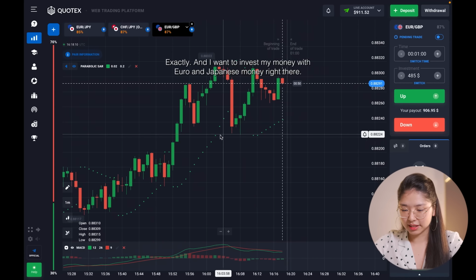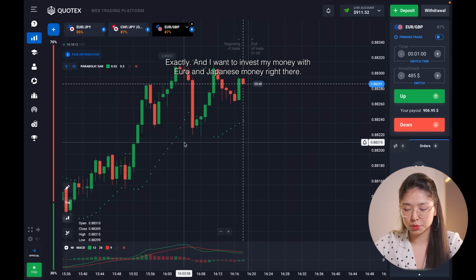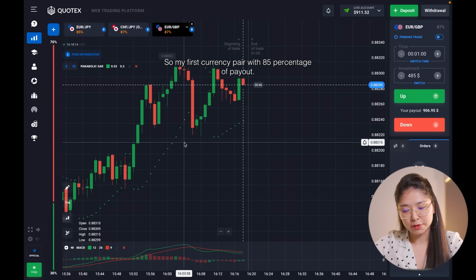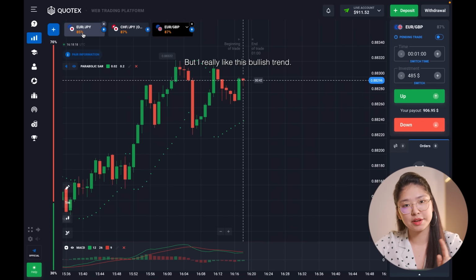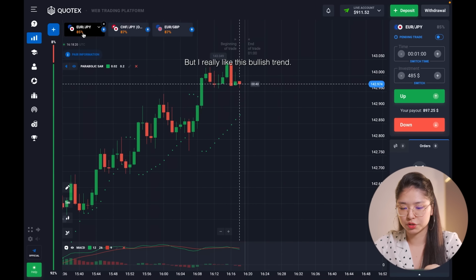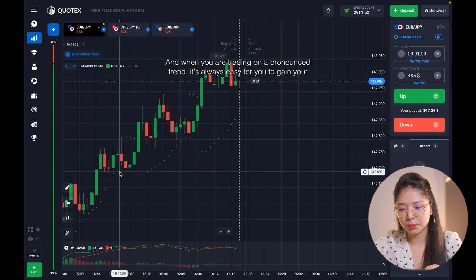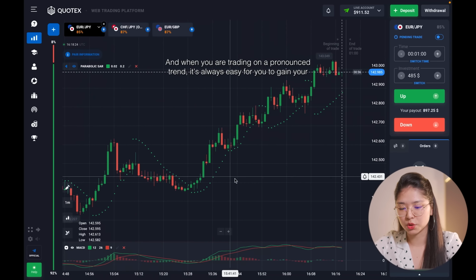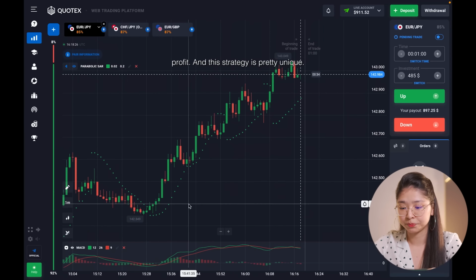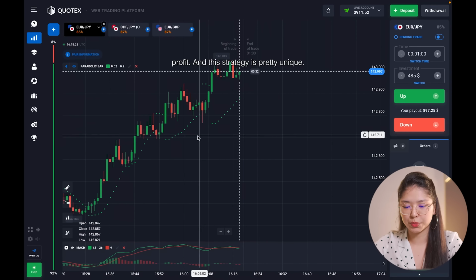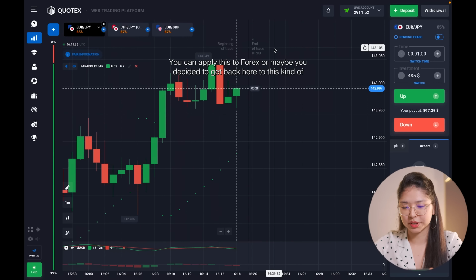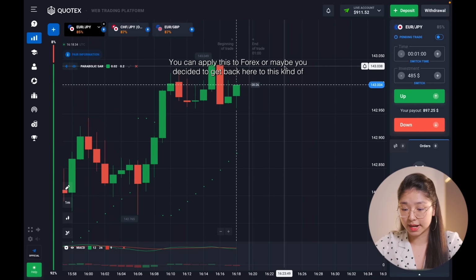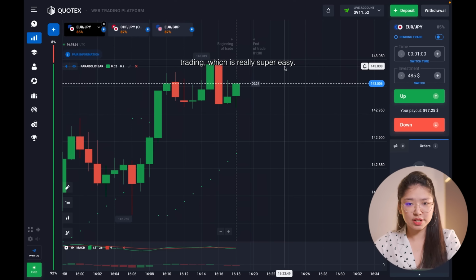So exactly, I want to invest my money with Euro and Japanese yen. My first currency pair with 85% payout, but I really like this bullish trend. It's pretty confident, and when you're trading on a pronounced trend, it's always easy for you to gain profit. And this strategy is pretty unique. You can apply this to Forex, or maybe you decide to get back here to this kind of trading, which is really super easy.